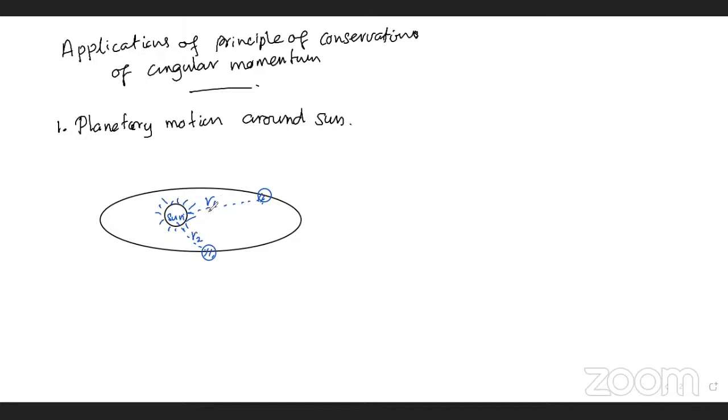This planet is moving around us. But the sun is not in the middle. We know that the planets are moving in an elliptical orbit. Radius R1, right? At this position, let's say the speed of the planet is V2, and at this position, let's say it has a speed V1.